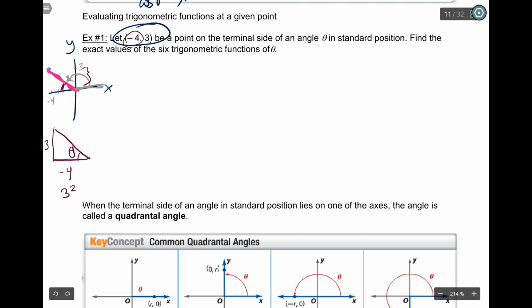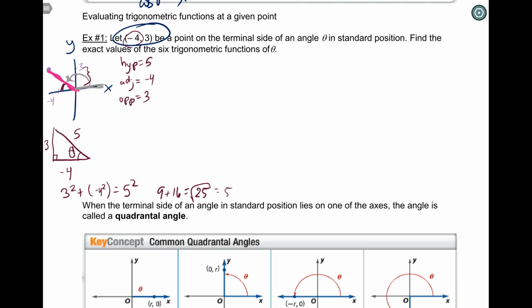So I can do 3 squared, because remember this is a 90-degree angle. I can use the Pythagorean theorem, times -4 squared. You may already recognize this is a 3, 4, 5 triangle. If you don't, do not worry. 9 plus 16 is equal to 25. Square root of 25 is 5. Cool. So we know this is 5. So we have hypotenuse equal to 5, adjacent equal to -4, and our opposite side is going to be equal to 3.